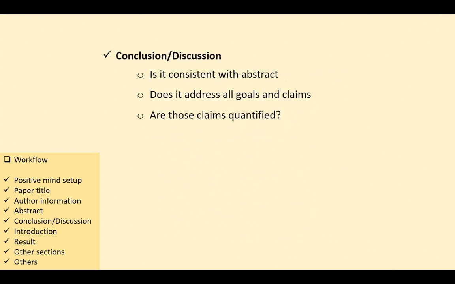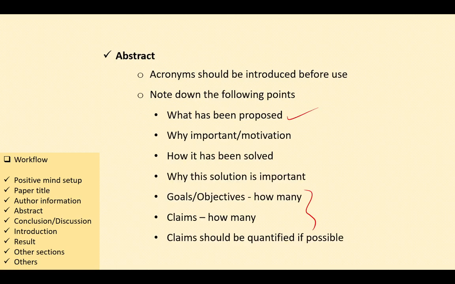Then jump to the conclusion. So once you read the abstract, I would say read it the first time quickly and note down the different points. Just underline whatever words are catching your mind, right? Then the second time, read the abstract a bit slower, and then figure out all of that information.